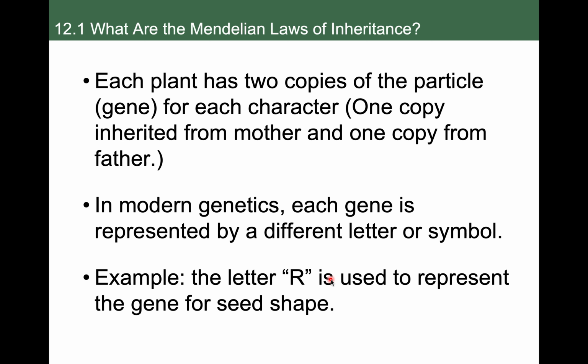So in modern genetics now, when we talk about Mendel's work and we talk about these kind of crosses, geneticists usually just assign a letter to represent each particular gene that you're talking about, and the letter assigned is essentially random. So, for example, we could use the letter R to represent the particular seed shape determining gene.